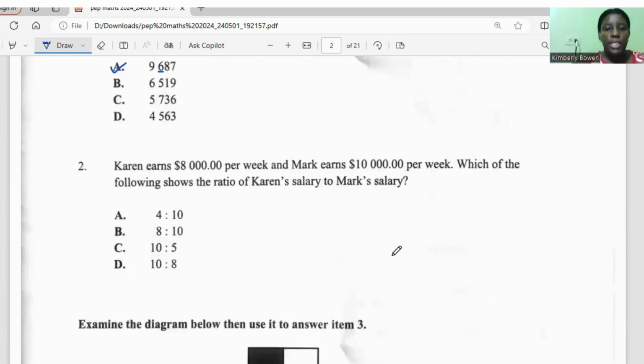Karen earns $8,000 per week and Mark earns $10,000 per week. Which of the following shows the ratio of Karen's salary to Mark's salary? And that's 8 to 10, because 1,000 goes into 8,000 8 times, and 1,000 goes into 10,000 10 times.